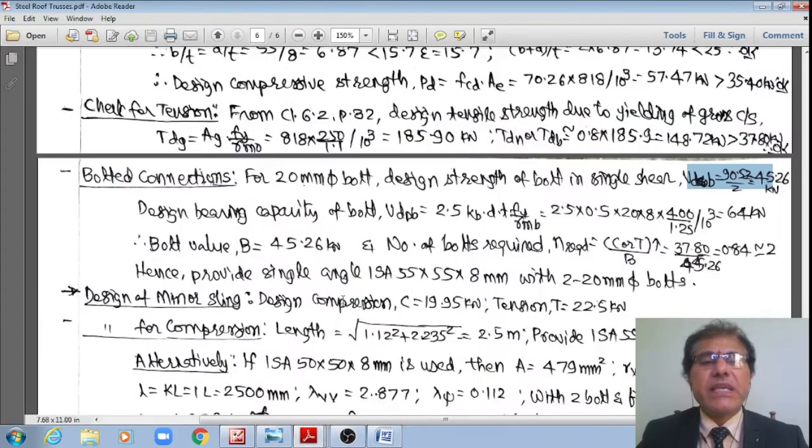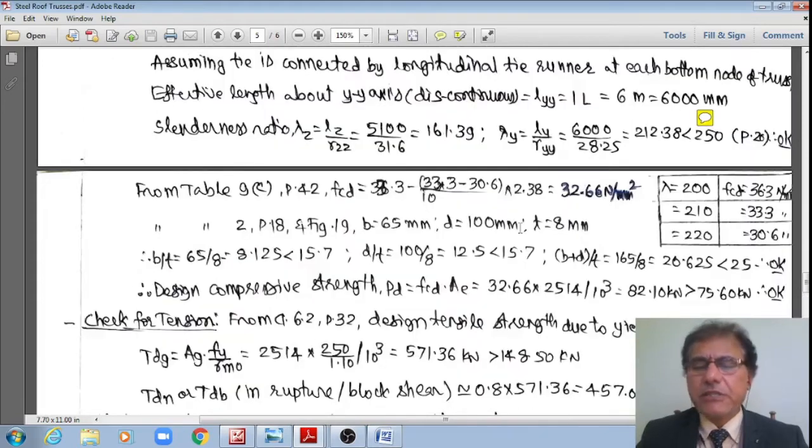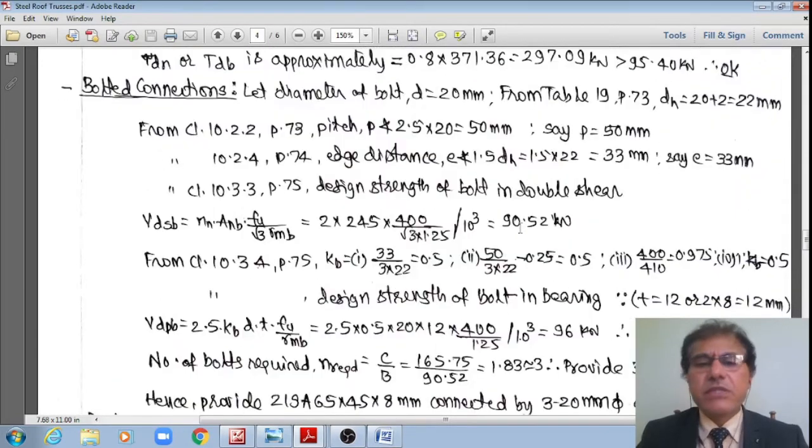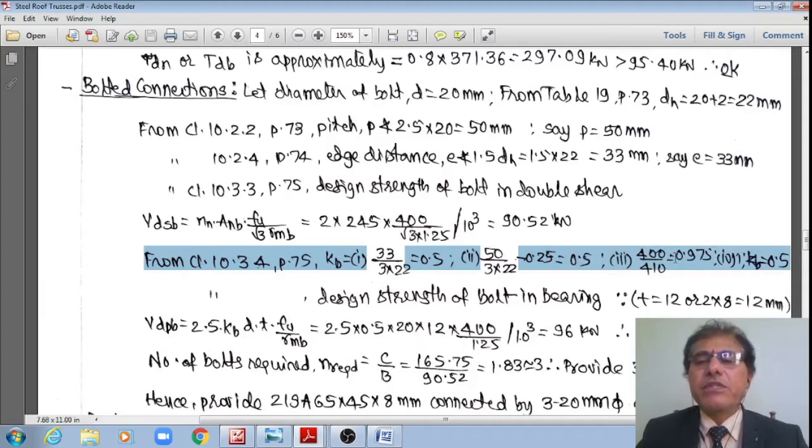Even the other day I calculated this, right? Let us see what these calculations are. From this, kb: first criteria, e divided by 3d naught, which is 33 divided by 3 multiplied by 22, which is 0.5. p divided by 3d naught minus 0.25 works out as 50 divided by 3 multiplied by 22 minus 0.25, which is equal to 0.5. fub divided by fu, 400 divided by 410, which is equal to 0.975, and the last one is 1. Therefore out of all these, kb is equal to 0.5, right?